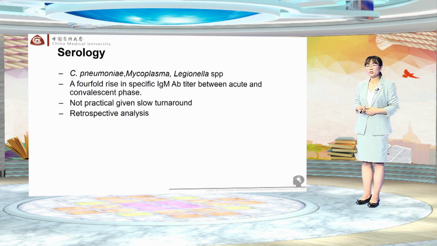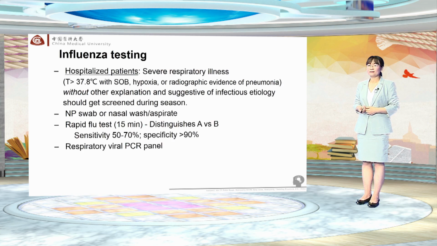For atypical pathogens such as Chlamydia pneumoniae, Mycoplasma, and Legionella, a 4-fold rise in specific IgM antibody titer between the acute and convalescent phase is helpful for causative diagnosis, but is not practical given the slow turnaround. It's more useful in retrospective analysis.